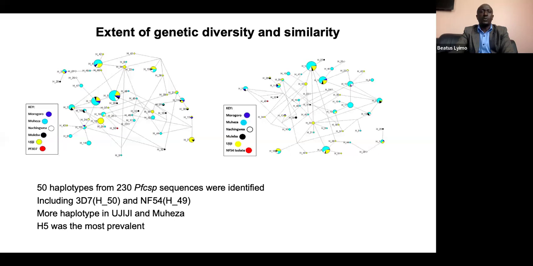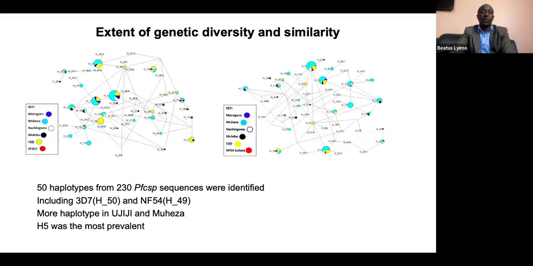We also drew the network to see how the haplotypes in Tanzania compare to the 3D7 sequence. As we all know, as we reported earlier, the vaccine was constructed based on the 3D7. And from previous studies, for the vaccine to work and produce a high immune response, the vaccine sequence should at least match the circulating population.